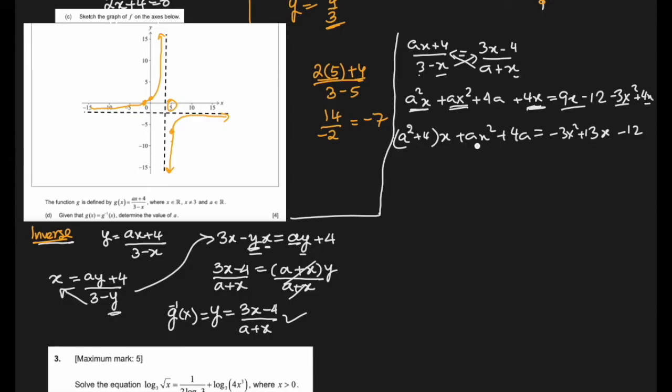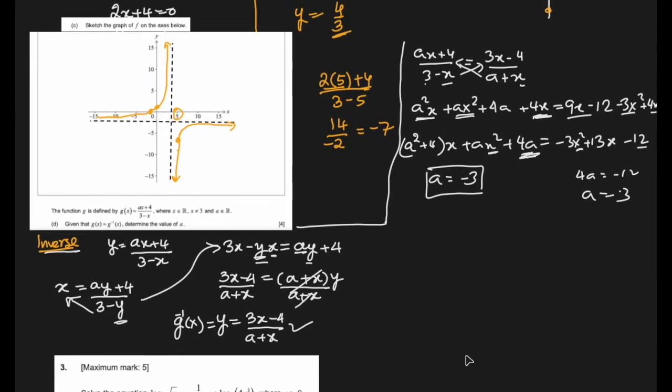So now we can compare the coefficient of x square here and coefficient of x square. So it gives us a equal to minus 3. Let's confirm with this one also. 4a will be equal to minus 12 also because this is a constant, this is a constant. So a is minus 3 here as well. So this is the value of a. A is equal to minus 3, nothing else they asked. Okay.